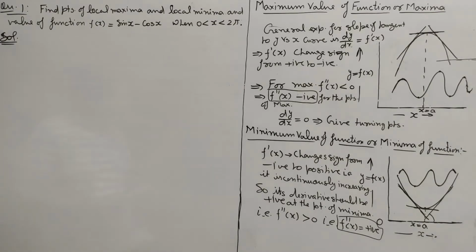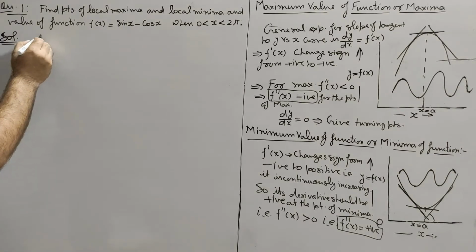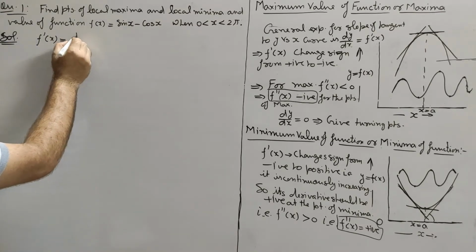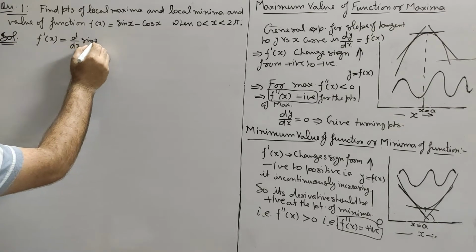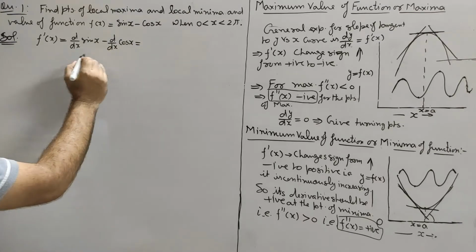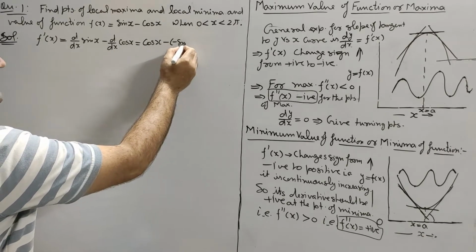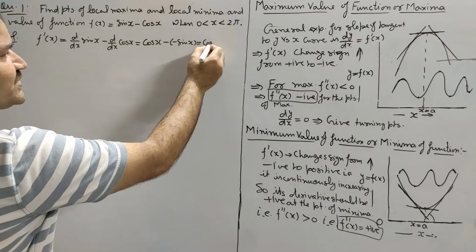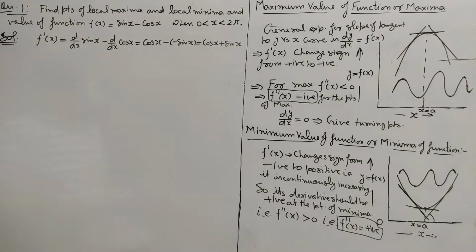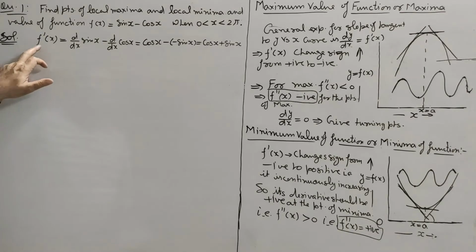For that we will have to differentiate the function. It means we will have to find out dy by dx, that is f dash x, and f dash x will be dy by dx of sin x minus dy by dx of cos x. dy by dx of sin x will be cos x, minus dy by dx of cos x will be minus sin x. So it will become cos x plus sin x.